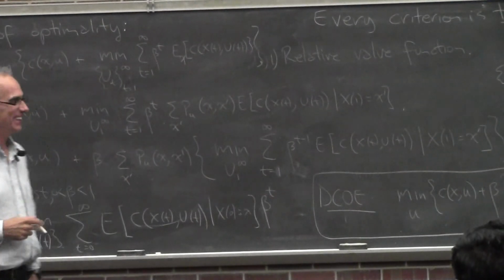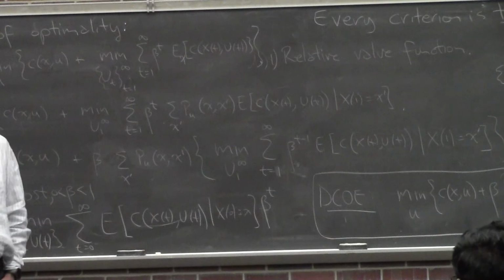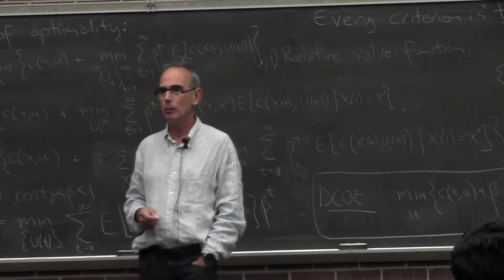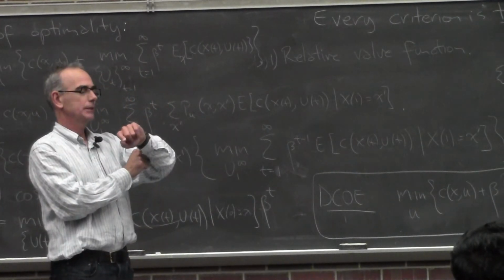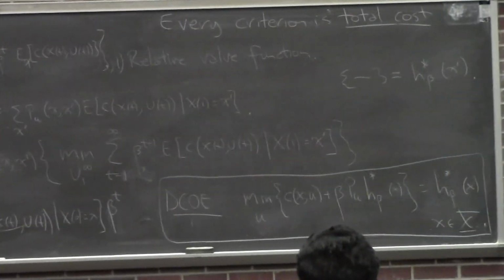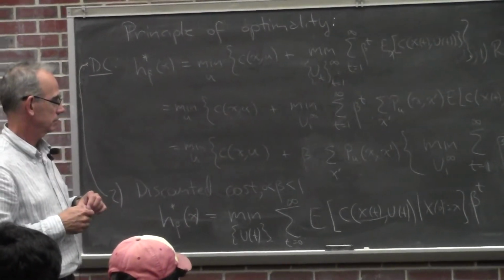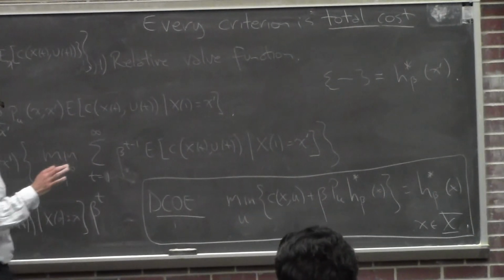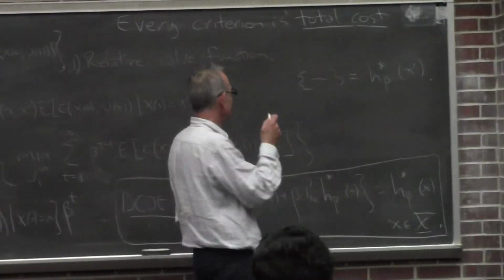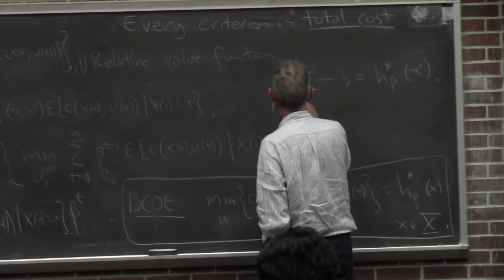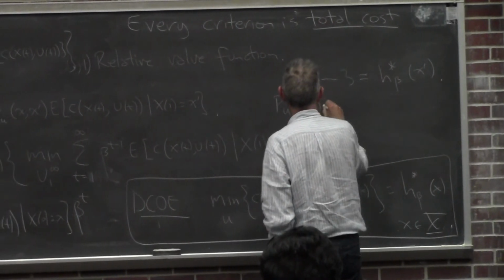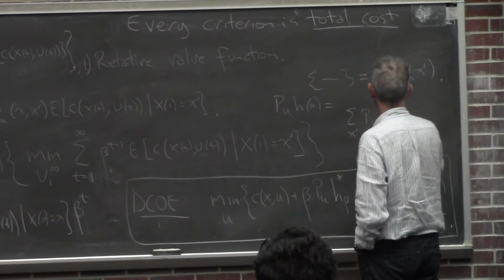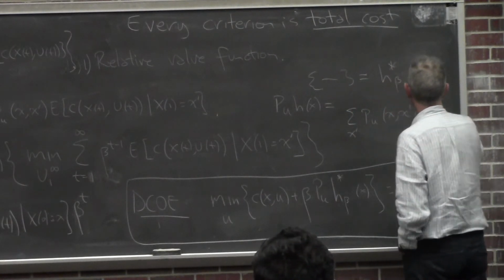So there's the discounted cost optimality equation, and because there's a minimum, it makes it a bit hard to solve. But we've got a whole bunch of ways to solve it. So that at the bottom there is h beta star of x prime. Don't forget our notation. I'll write it down again. When I write down P_u h of x, I mean the summation over x prime, P_u from x to x prime, h of x prime.